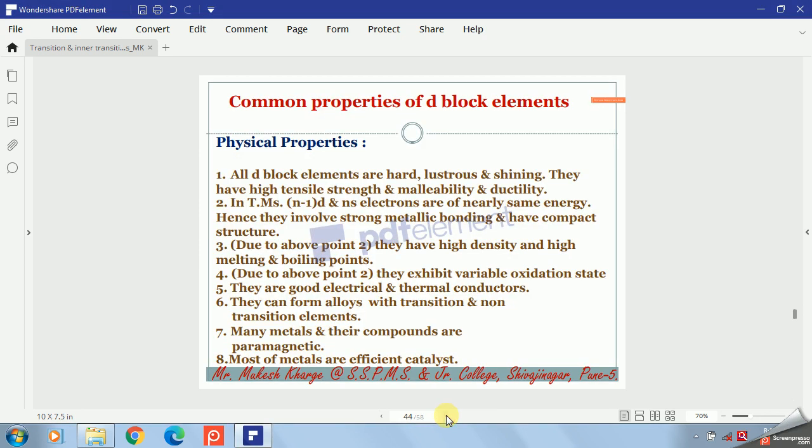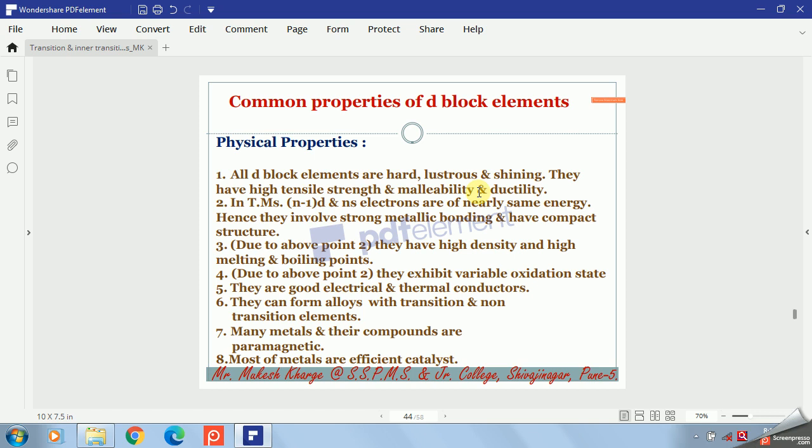So here we have to discuss common properties of D block elements. First, physical properties. All D block elements are hard, lustrous and shiny in appearance. They have high tensile strength and they show malleability and ductility.